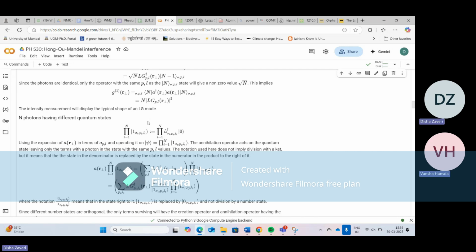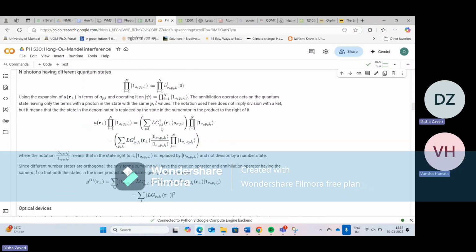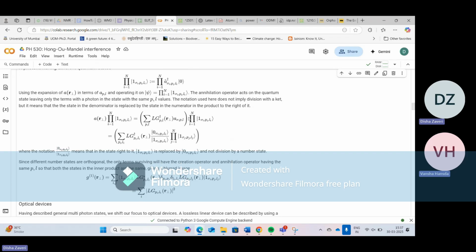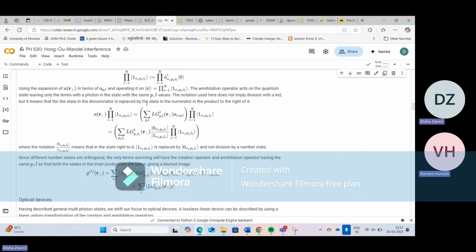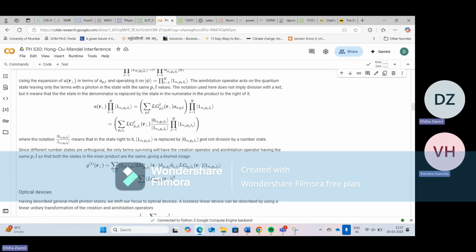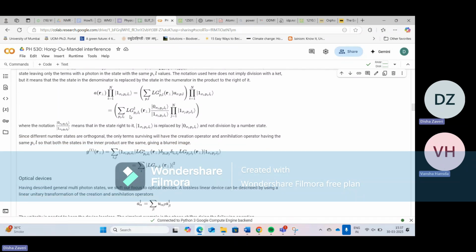So your intensity measurement is going to just show the typical shape of an LG mode. But now if you look at n photons having different quantum states, what happens is that you're going to have multiple different values of P and L that are involved in this, and hence the photon state can be shown as a tensor product of all of these different states. In this case, now we can once again write A of R as a summation over all the APLs weighted by the LG modes, and on doing this, we will get the following expression.